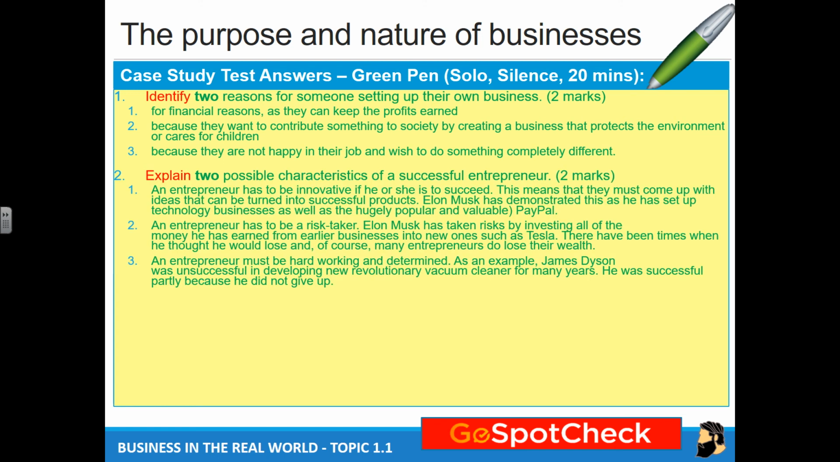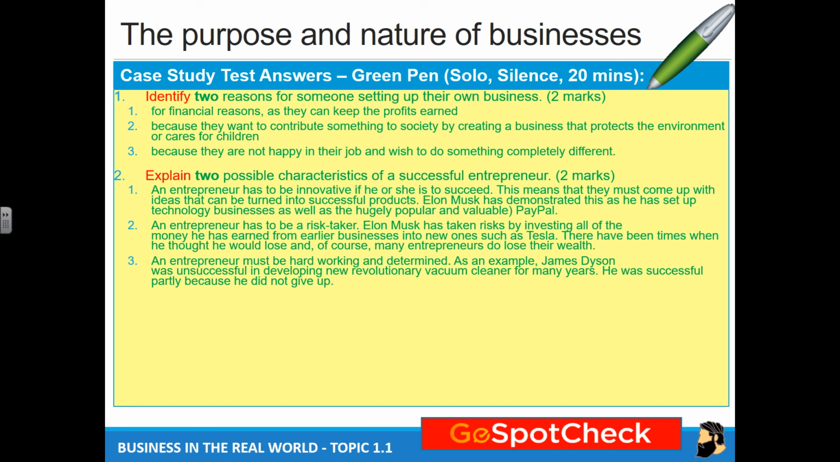Question 2. Explain 2 possible characteristics of a successful entrepreneur. Characteristics, what makes them a successful entrepreneur. So I've got 3 examples here. Any 2 will do. An entrepreneur has to be innovative. So you get 1 mark. You use that word there. If he or she is to succeed. This means, and now we're going into explaining it, this means that they must come up with ideas that can be turned into successful products.